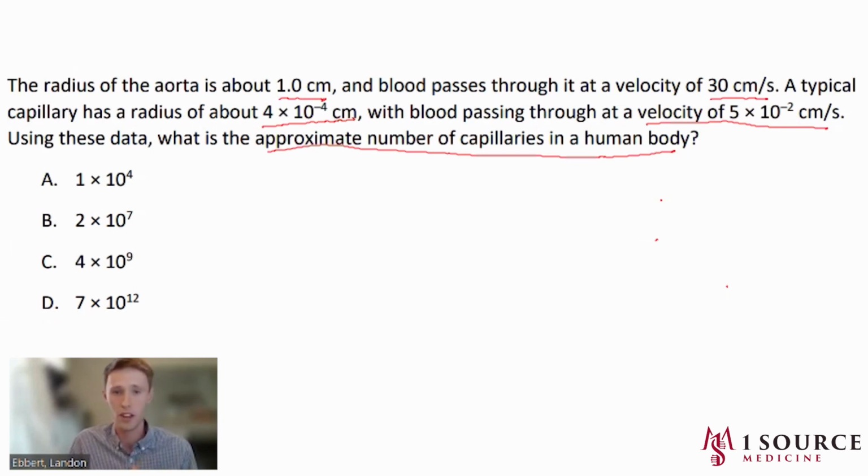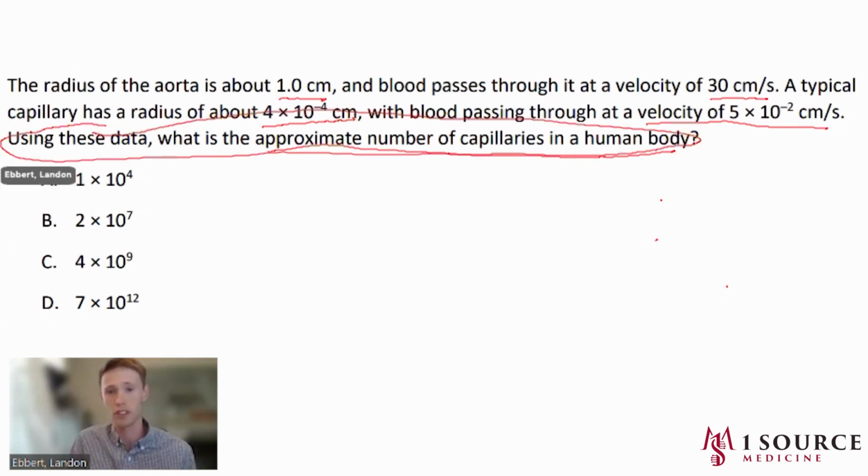So the first question I would ask would be, what is the question really asking? And so I would focus on this last clause, or this last sentence. What is the approximate number of capillaries in a human body? And so I'd ask myself, okay, is this a number I should know? Or is this something I could use in the question stem to answer it with? And I would think, most likely, I do not have to know the number of capillaries in the human body. That's a pretty random question. So I would assume that everything I need is up here in the question stem.